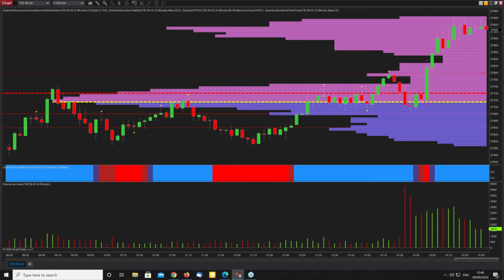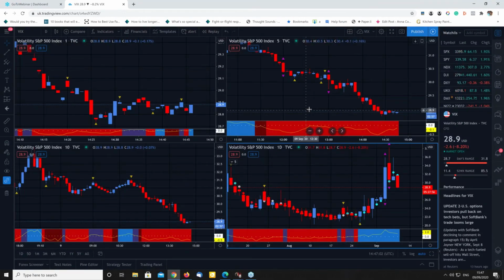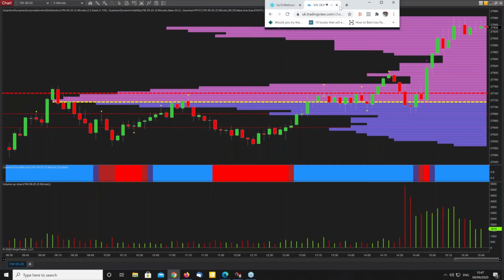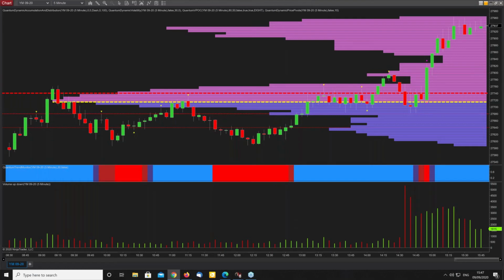Just keeping an eye on the VIX. Let's put it over again for you. Pop it up full size. There we are. Still in congestion. The VIX is trying to push up a little bit here. It's not falling as dramatically as it was earlier on. So you know, that's part of the reason that we're seeing this pause in the move higher at the moment.